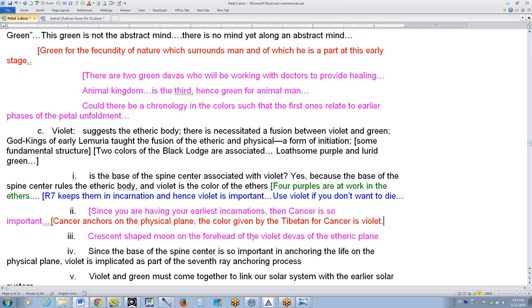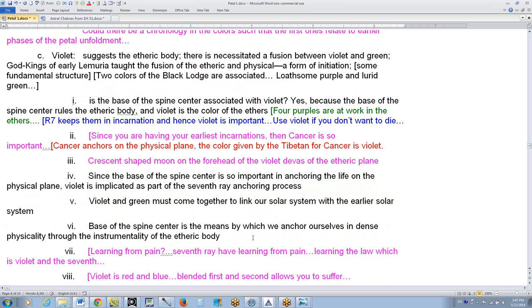The crescent moon, its color is closely related to violet and to the seventh plane and the outer rind of man. So violet and green must come together to link our solar system with the earlier solar system. The etheric vehicle may be the means of that linking. The base of the spine center is the means by which we anchor ourselves in dense physicality through the instrumentality of the etheric body.